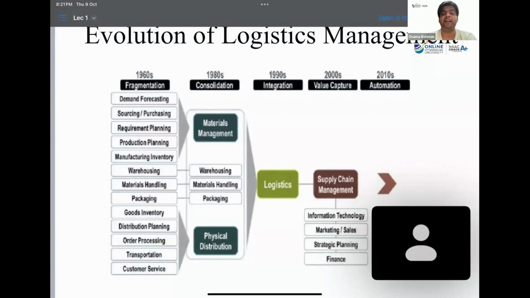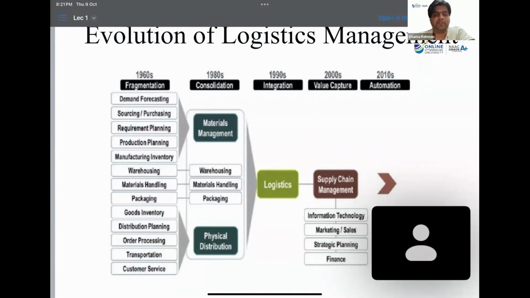Third was the 1990s era, supply chain management. It focuses on supplier and customer integration and outsourcing. Next was the value capture era. It focuses on the values, and then the last, digital and global logistics, which is known as automation, focuses on technology-driven data analytics, etc. If we talk about an example later, we will understand it better.